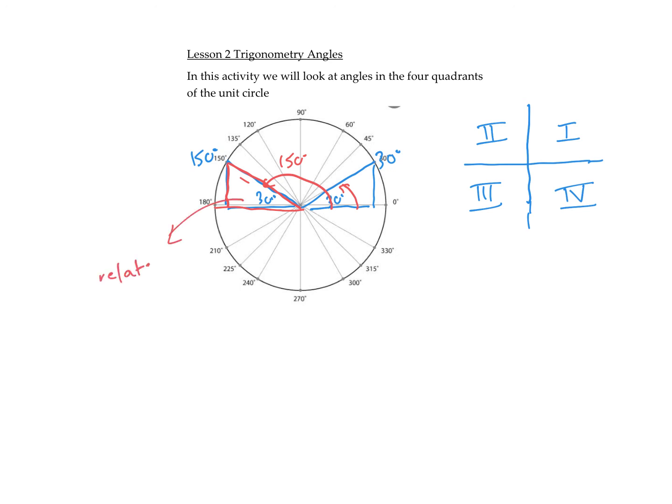So 150 degrees is creating a triangle in quadrant 2 that has what we call a related angle, or I think in the ministry they call it a reference angle, that is equal to 30 degrees. It's always connected to the x-axis, never to the y-axis.